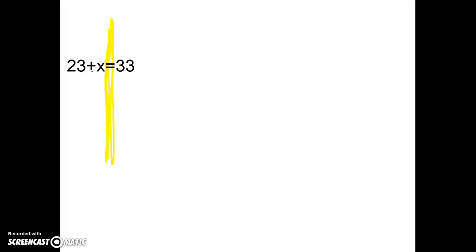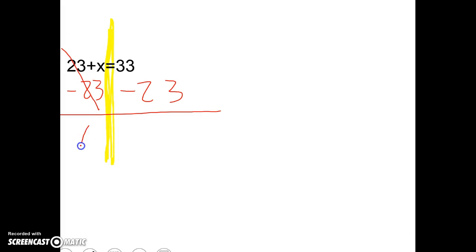Okay, so I'm going to subtract 23 here. I subtract 23 there. So positive 23 minus 23, they zero pair out. All you're left with is x equals 10. So that is your solution for your one-step equation.